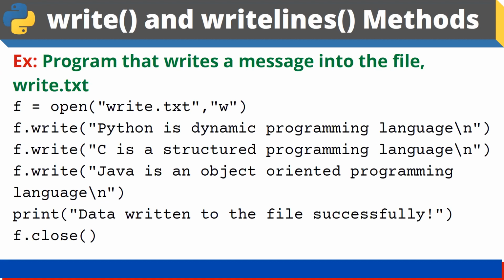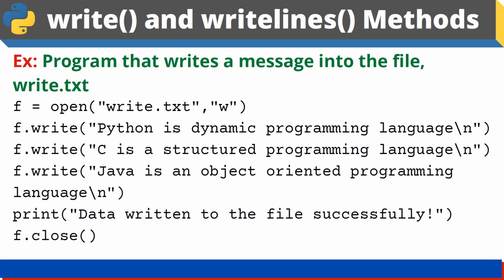Now we will see an example program that writes a message into the file write.txt. So f equals open write.txt, and we open the file in write mode, w. Then f.write Python is a dynamic programming language. For every string we need a write call, so if you have 100 strings, we have to use the write function 100 times. So f.write C is a structured programming language. f.write Java is an object-oriented programming language. Finally, after entering this data, we print that the data is written to the file successfully.